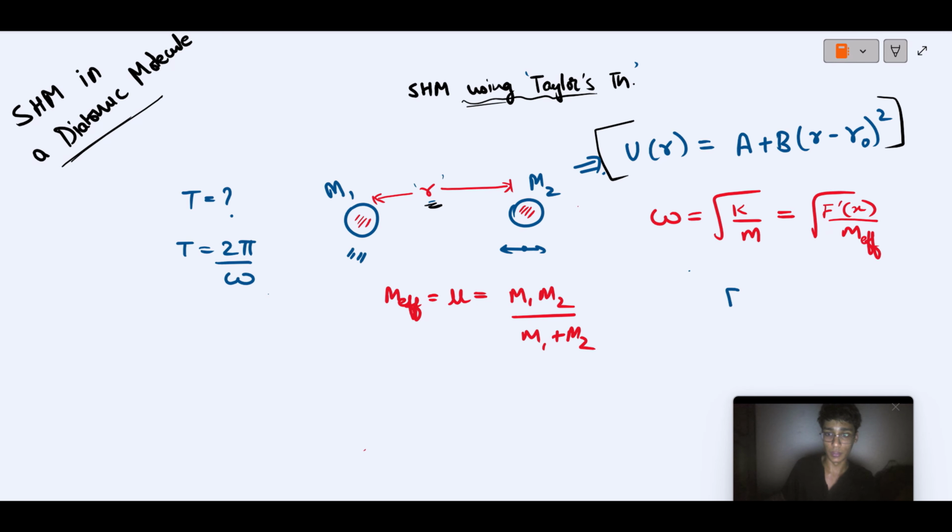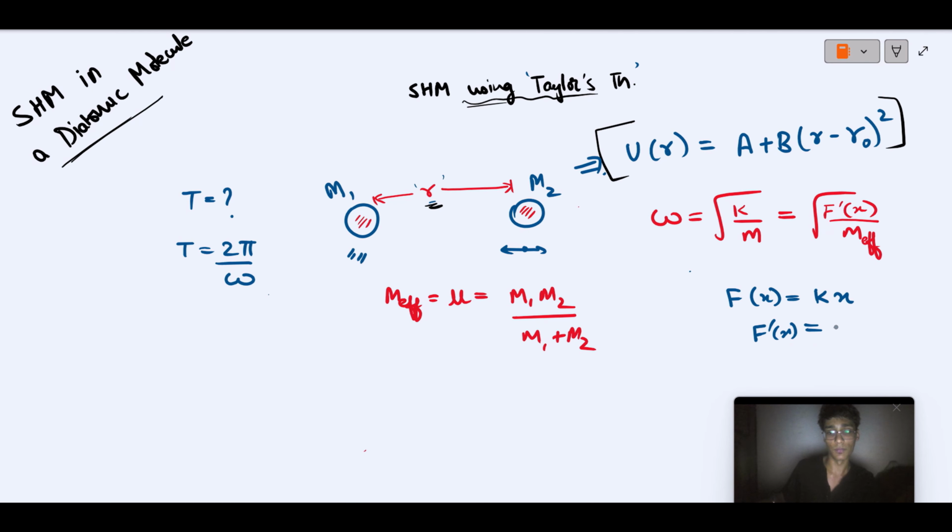We know that F(x) for any SHM problem is equal to kx, and the derivative of this force will be equal to k, the fact we used over here. This method is known as Taylor's method, so we'll be solving our problem today with Taylor's method. Now, the omega will be the root of F dash x over the reduced mass we calculated above.